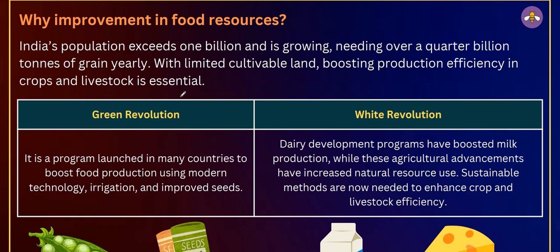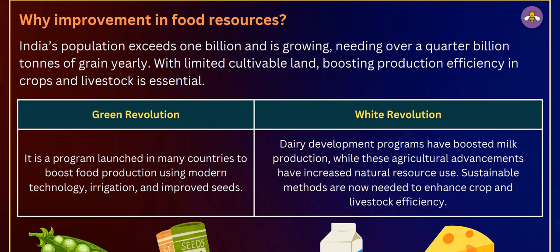So see, there were two major revolutions that were introduced. First was the green revolution, second was the white revolution. The green revolution was introduced during the 19th century, and why was it introduced? Because farmers were not getting sufficient yield. So the Green Revolution was a program launched in India and in many countries also, to boost the production of food materials.